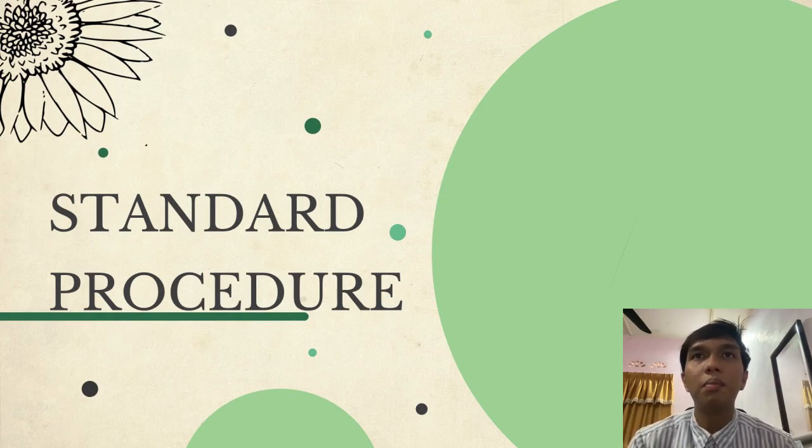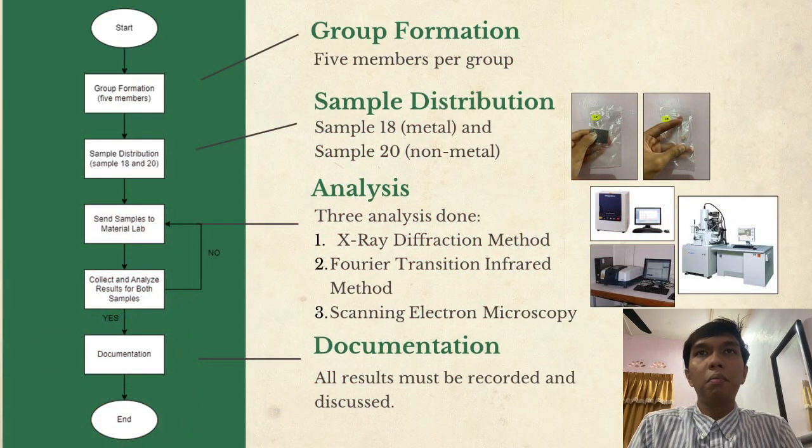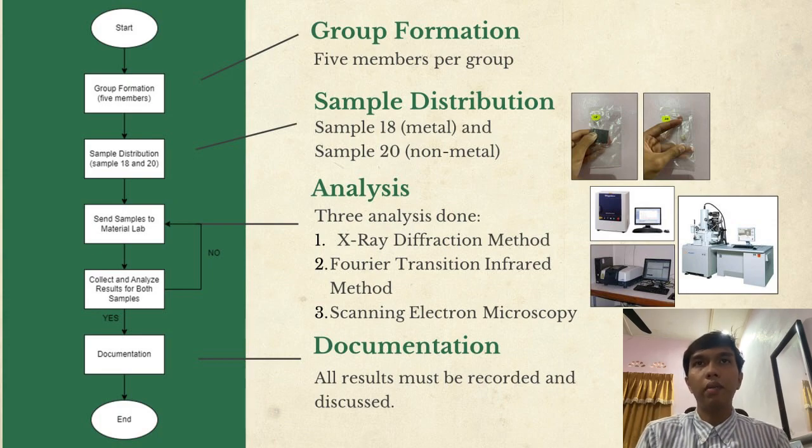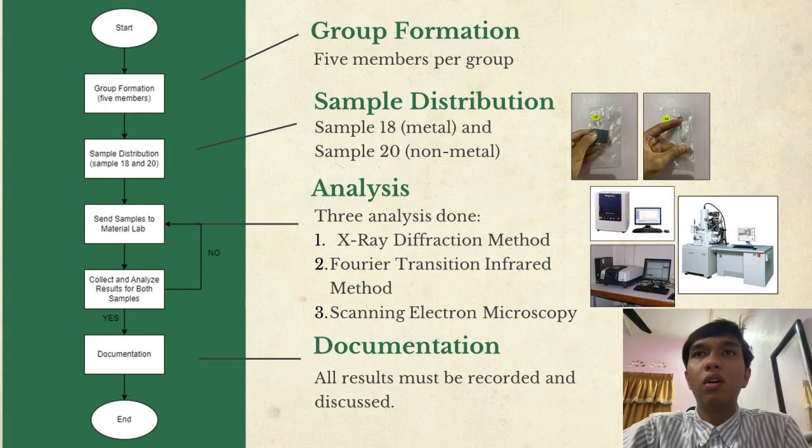I would like to present the standard procedure of this assignment. First of all, process flow charts are valuable tools that provide a visual representation of the steps involved in a process. The flow chart shows how this assignment was completed, starting with the division of groups consisting of 5 members. Next is the distribution of the samples. The samples given to us are sample 18 and 20, which are metal and non-metal respectively.